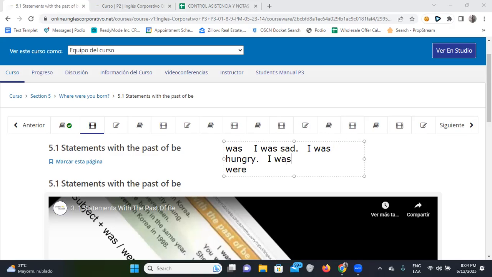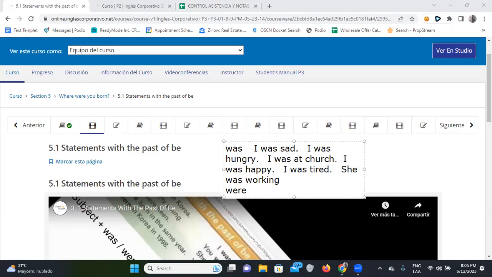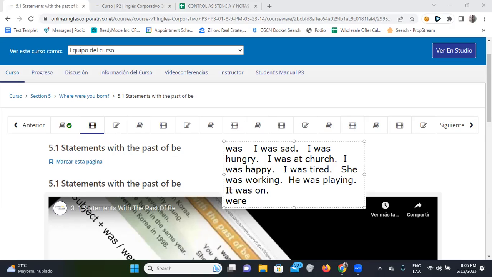I was at church. Yo estaba en la iglesia. I was happy. Yo estaba cansado. I was tired. Y este también se puede usar con el he y el she. Por ejemplo, she was working. Ella estaba trabajando. O he was playing. Él estaba jugando. Digamos, si estamos hablando de una cosa, it was on. Digamos que vamos a decir una tele. It was on. Estaba encendida.